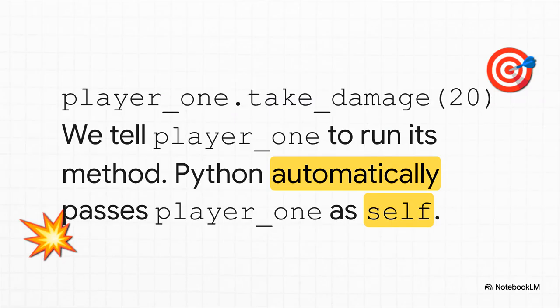player1.takeDamage(20). And because we're calling the method on the player 1 object, using that dot, Python again does its magic and secretly passes player 1 in as the self argument. This is how the takeDamage method knows exactly whose health it's supposed to change. And there we go, the result. Player 1's health is now 80.